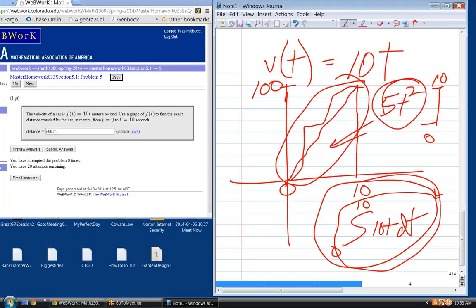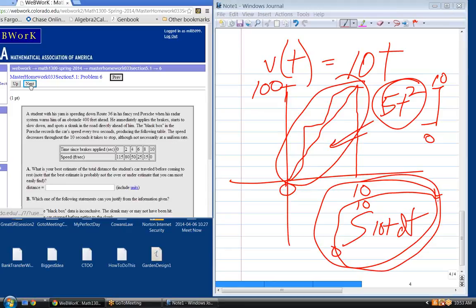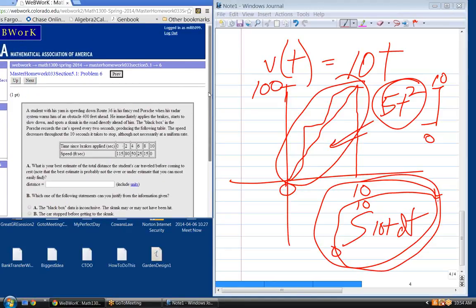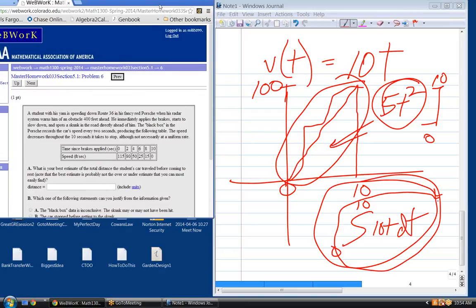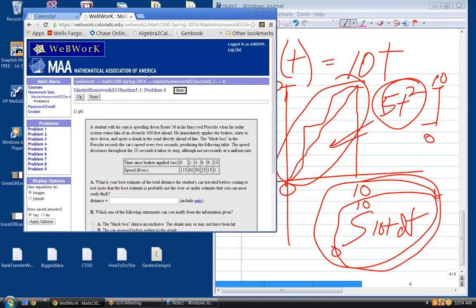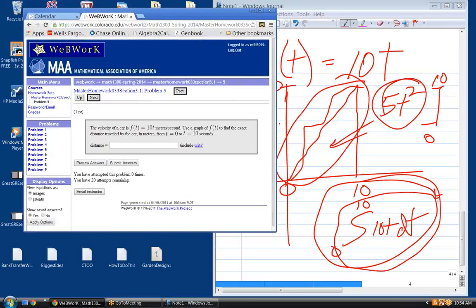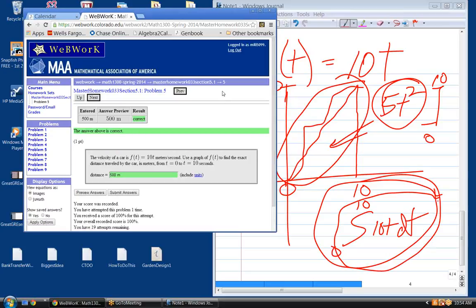All right, let's try and get one more problem. Okay, I'll submit that one. Did we check that one? No. Shall we go? Can I back up and submit it? Yeah, click previous. Yeah, 500 meters. Okay.